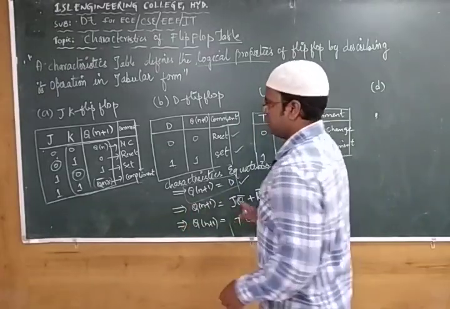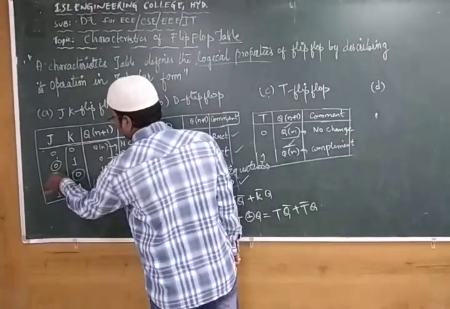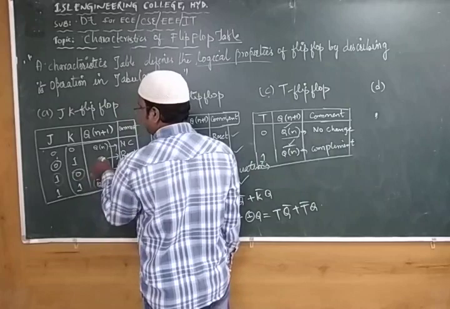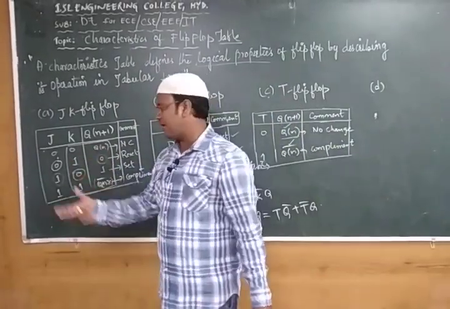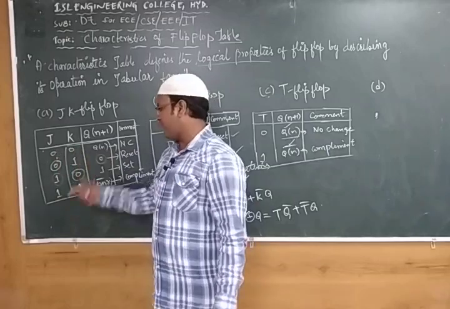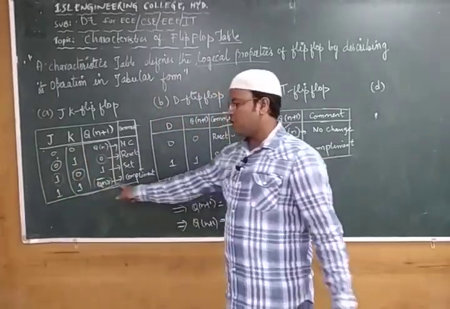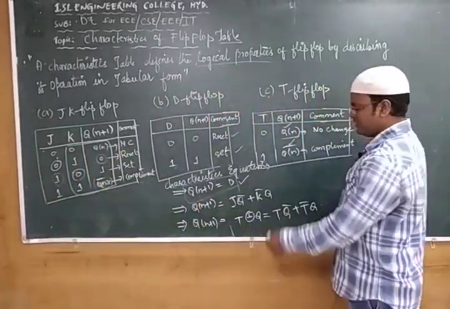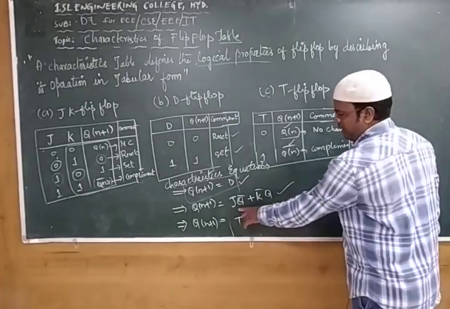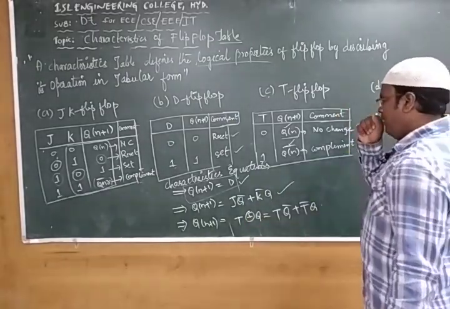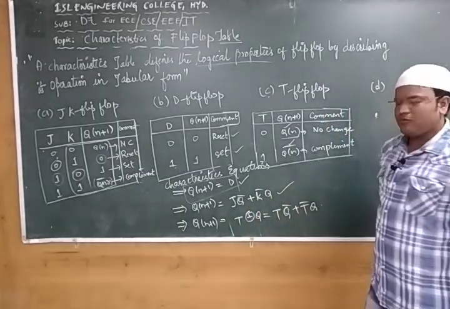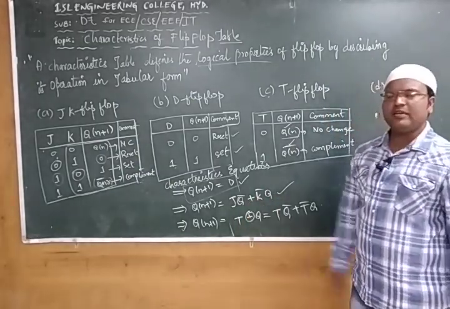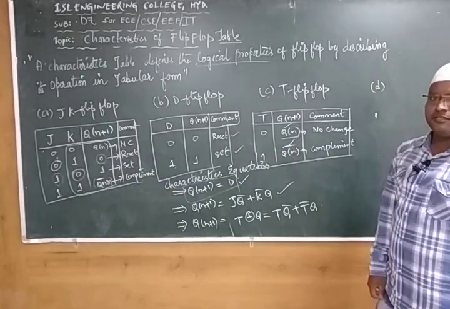So what is that? J is equal to 1 and we are taking the complement of the value, which will be Q bar. Or you can remember directly: when both are 0 0, it is Qn; when both are 1 1, it's nothing but Qn bar. If you want to write its equation, we can write it this way: J Q bar plus K bar Q. So depending upon the values of J and Q bar, we obtain its characteristic equation.